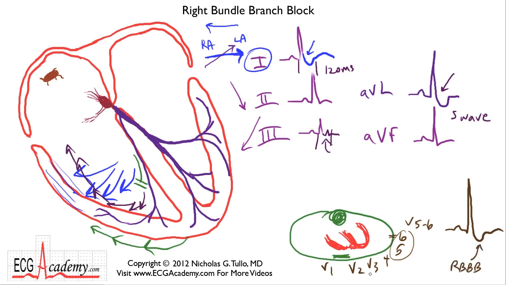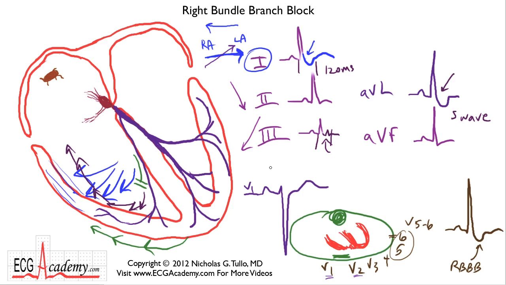Now, what are V1 and V2 going to look like? Well, these are actually the easiest ones to recognize. Because the right ventricle is anterior, it's actually very close to V1 and V2, and so the signals from the right ventricle tend to be relatively large. Now, normally, what should V1 look like? If you remember from our basic course, V1 should have a small septal R wave and then a deep S wave, followed by an upright T.